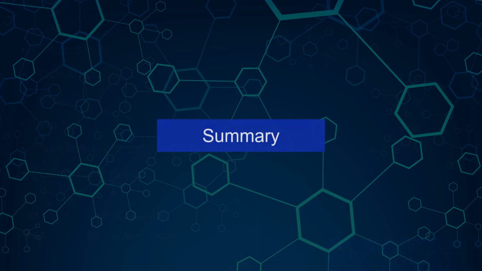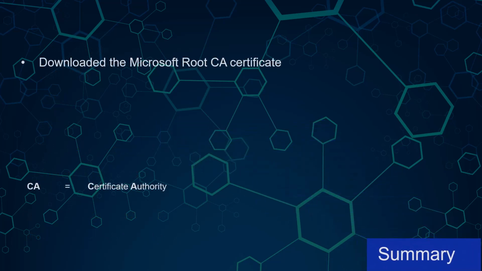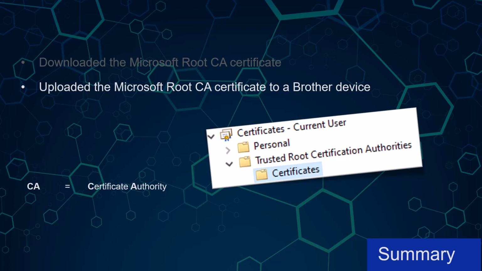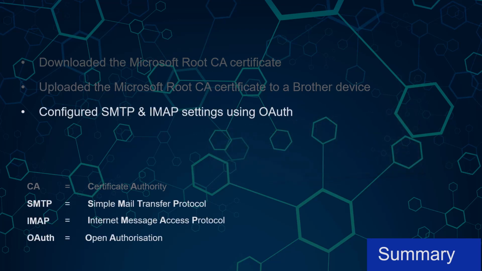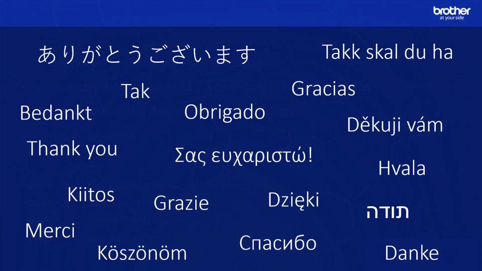I would now like to finish this video with a summary. I started by downloading the Microsoft Root CA certificate from DigiCert. I then uploaded it to my Brother device's CA certificate store, which is the Brother equivalent of the Windows Trusted Root Certification Authorities store. I then linked my Brother device to the Office 365 email account I created for it using OAuth, before concluding with some troubleshooting recommendations. Thank you for watching.